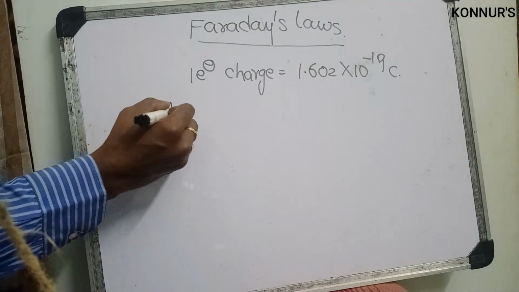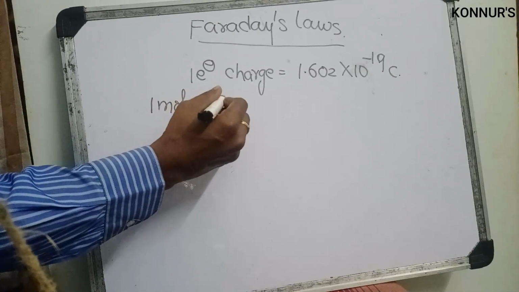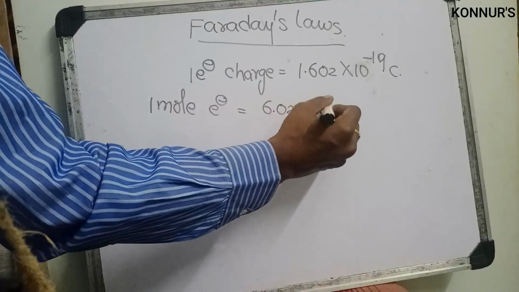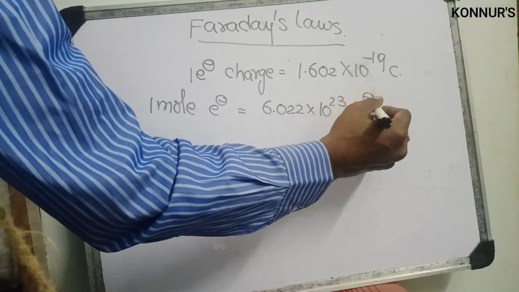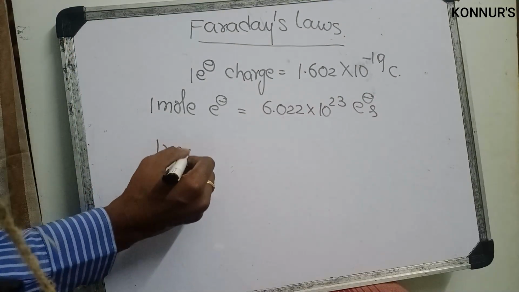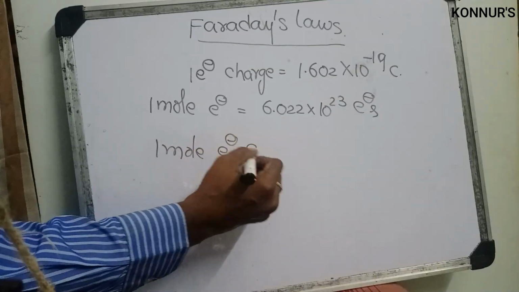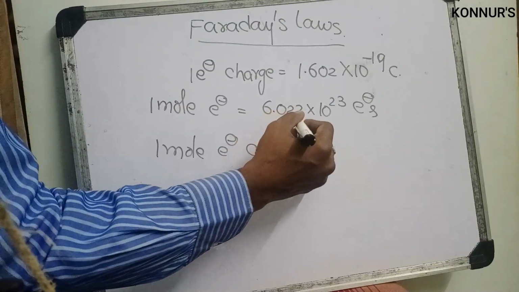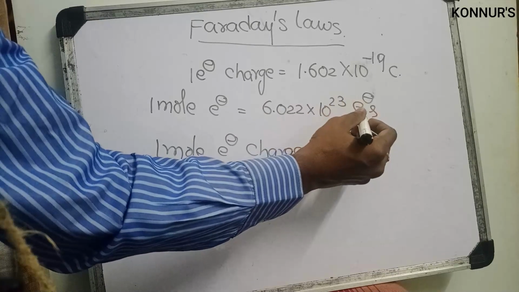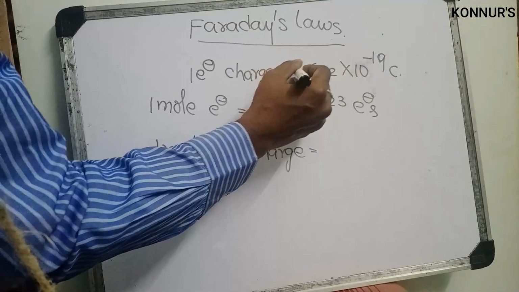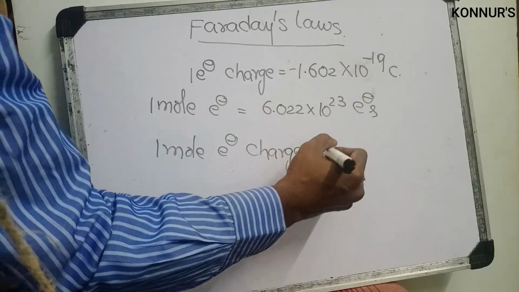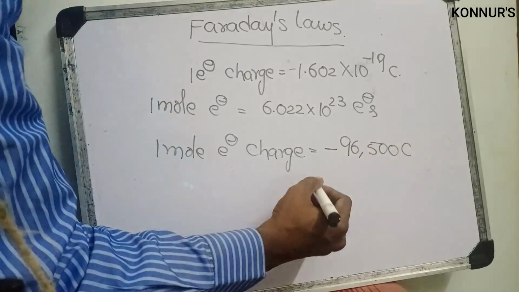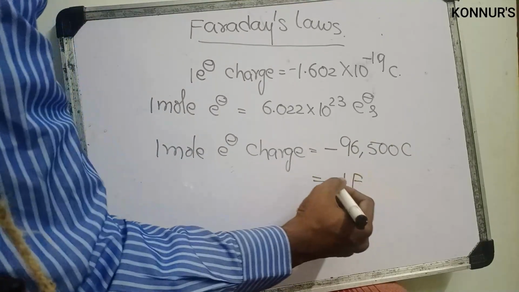1 mole of electrons means what? Avogadro number, 6.022 into 10 to the power of 23 electrons. Now I am asking the charge of 1 mole of electrons. That is 6.022 into 10 to the power of 23 into 1.602 into 10 to the power of minus 19. In total you will get 96,500 coulombs. It is called 1 Faraday.